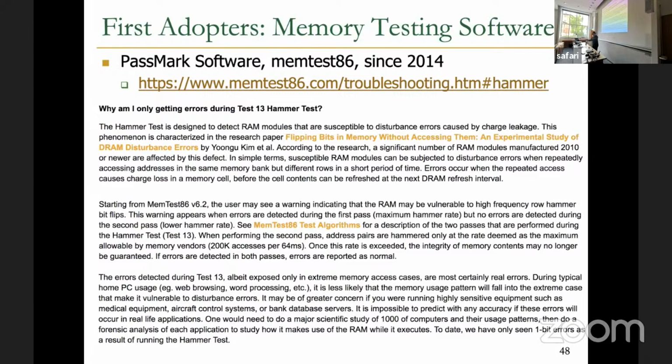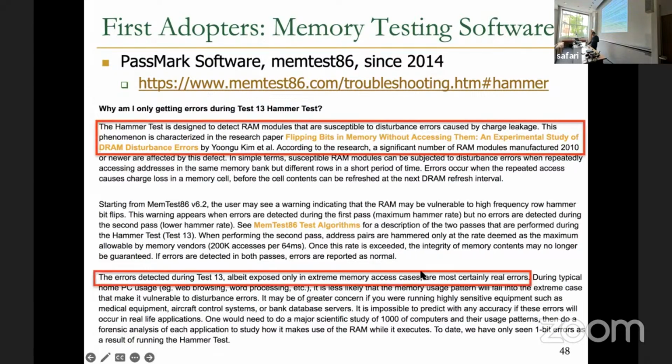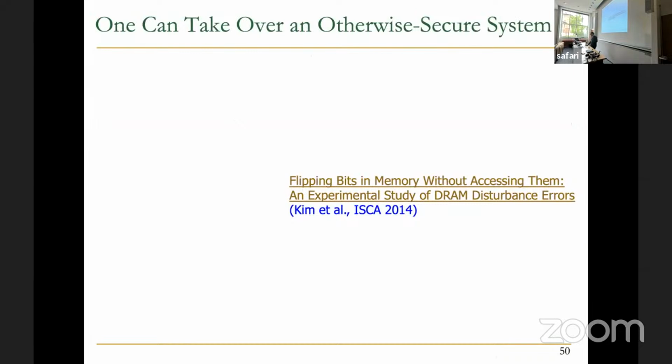Testing meaning like when you get a computer and you run a memory test, MemTest86 is a program that tests your memory. They added this test, and if you read what they say over here, they had to add something to their web page to soothe people. They basically said, if you're getting errors during test 13, these are most certainly real errors. They're RowHammer errors, and read this paper, etc. So basically, it was added because of this.